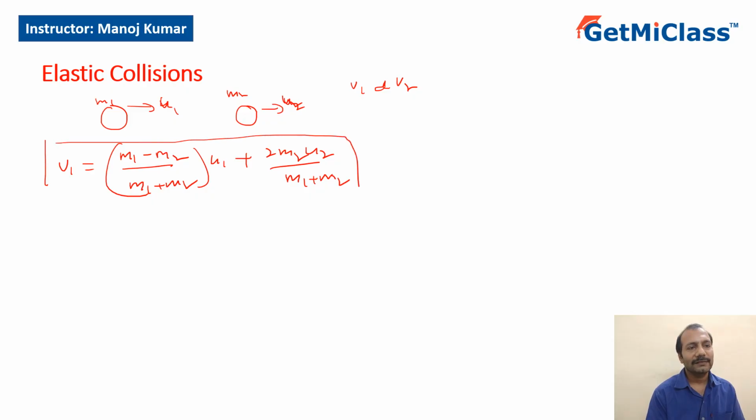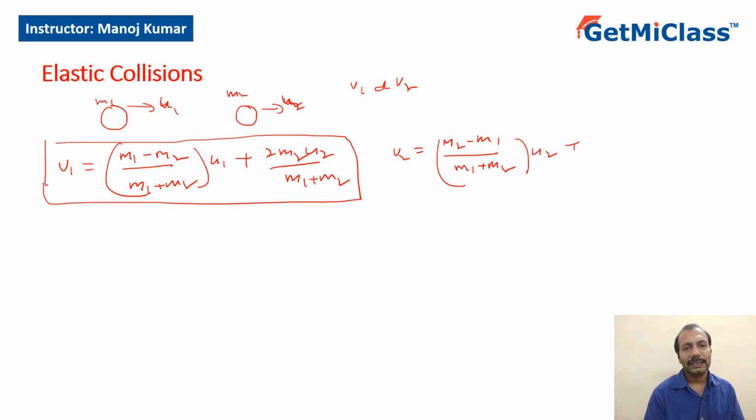Similarly, the velocity of the second particle after collision is given by v2 = (m2 - m1)/(m1 + m2) u2 + 2m1 u1/(m1 + m2). This is the velocity of the second particle after collision, right?